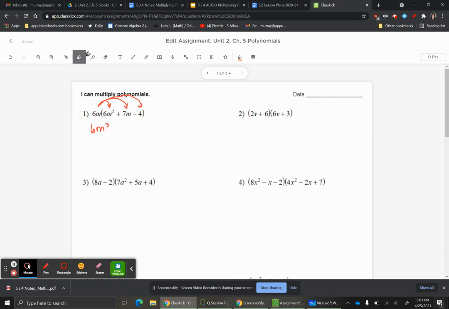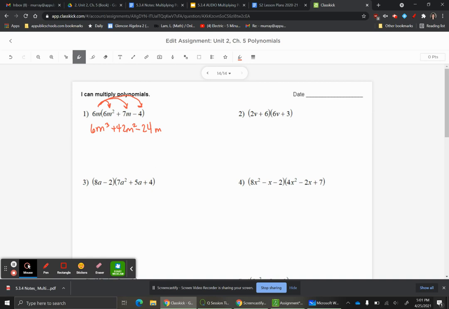6m times 7m gives us 42m squared. And 6m times negative 4 gives us negative 24m. Since there's no like terms here that we can combine, we are done with this one. So let's move on to the next one.